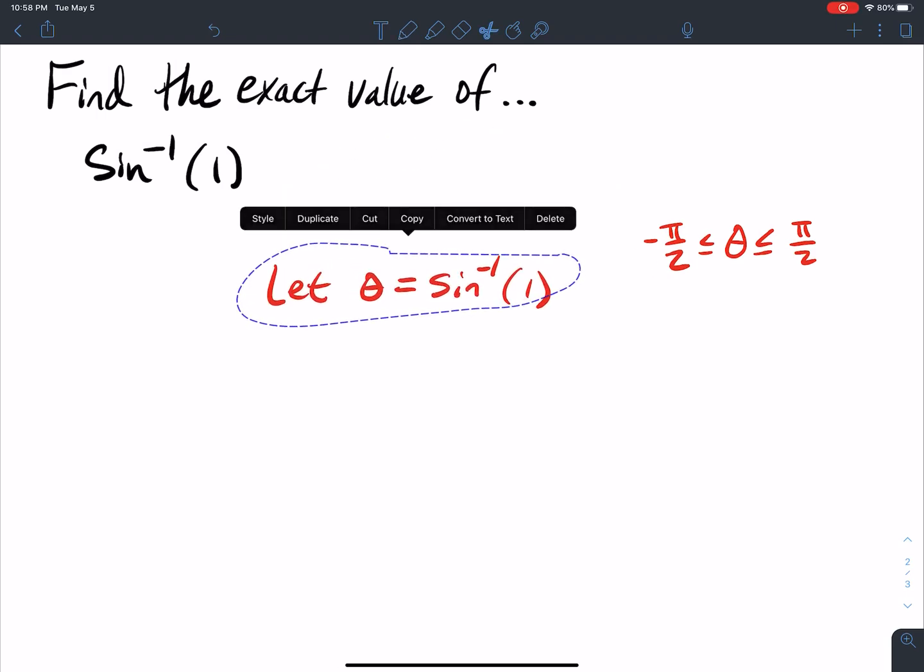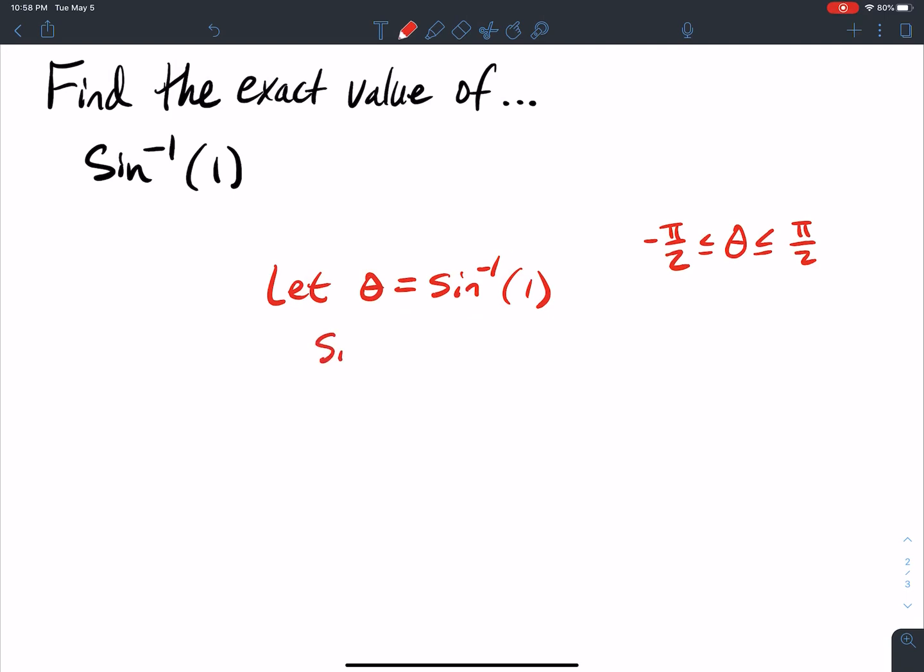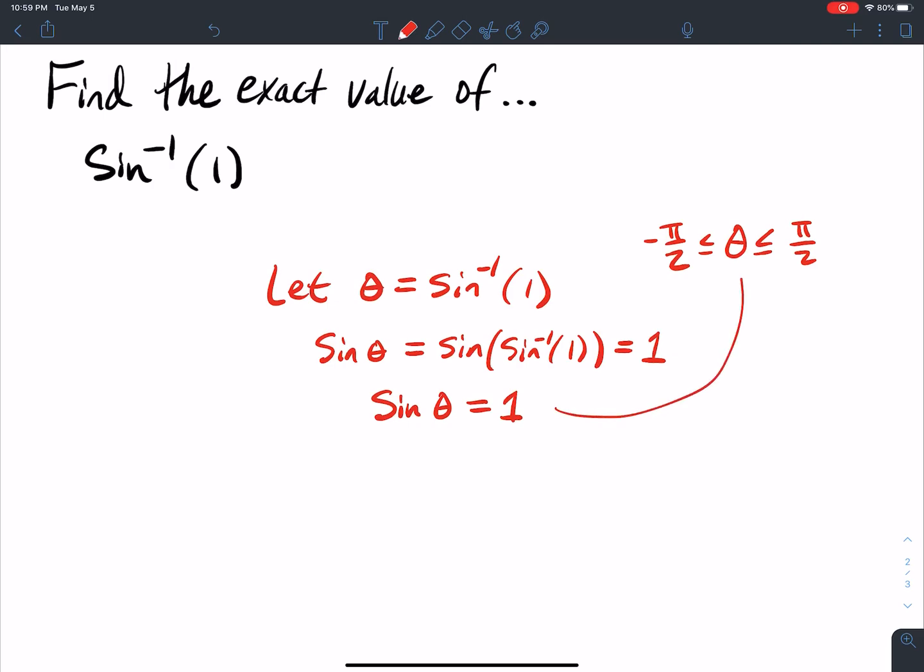Well, if I take the sine of both sides, I get the sine of theta equals the sine of sine inverse of 1, which is equal to 1. All right, so this tells me that the sine of theta equals 1. Now remember, theta is between negative pi over 2 and pi over 2 by definition of inverse.